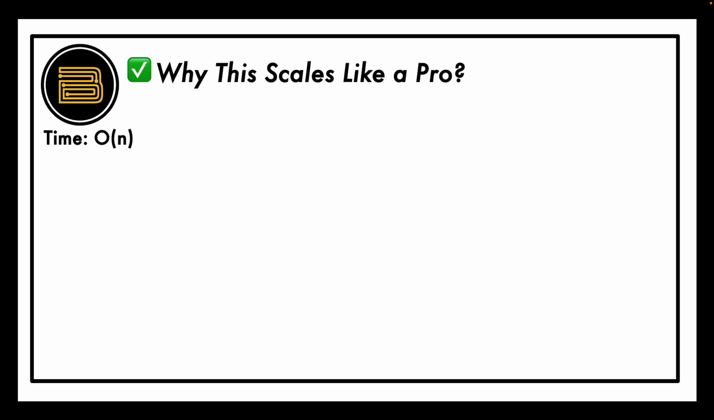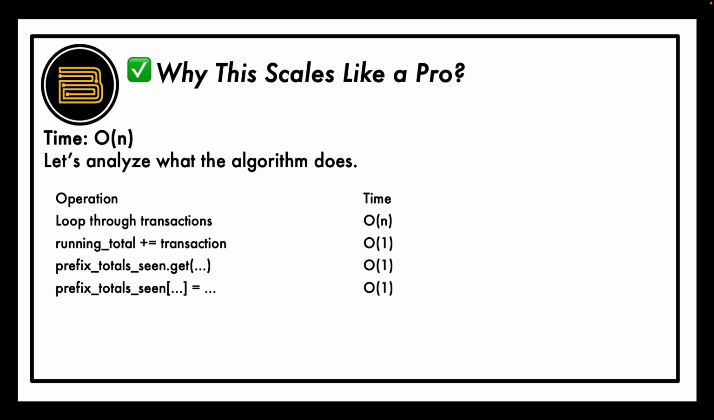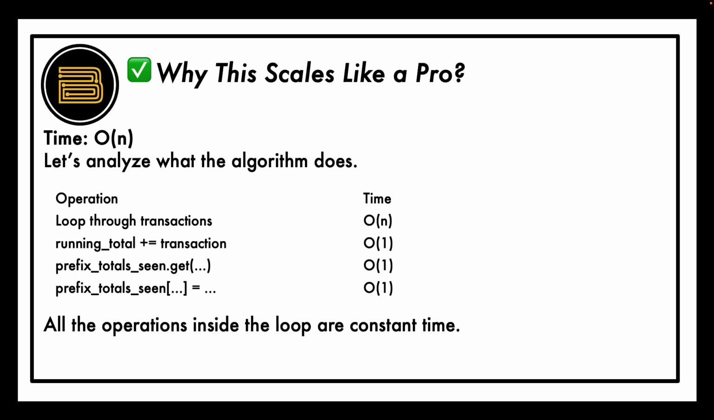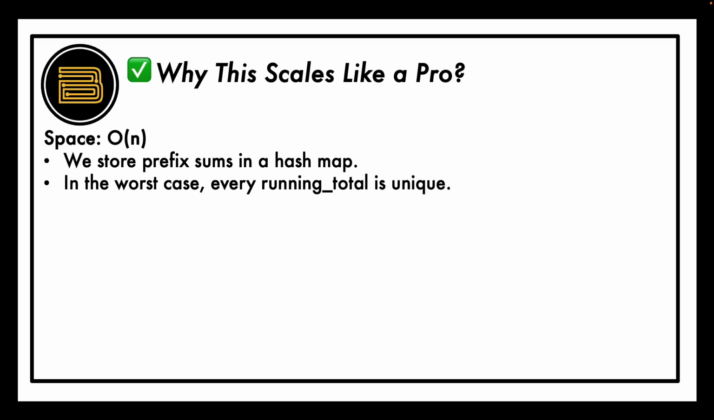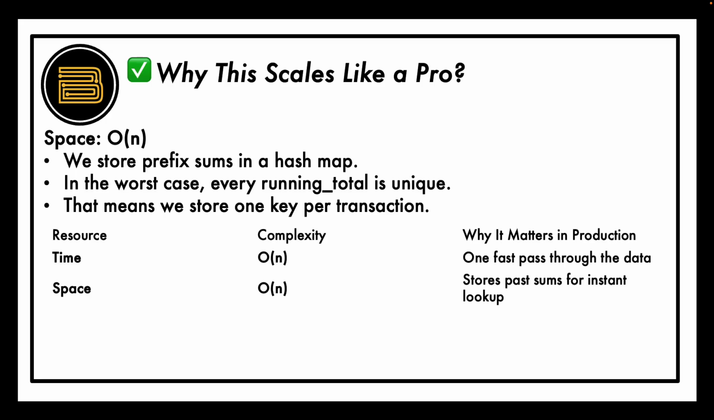Now let's analyze the algorithm. As you can see, all the operations inside of the loop, which is O(n), are of constant time. So this makes our algorithm O(n). It'll grow linearly as the input grows. Now in terms of space, we're also looking at O(n), because we store prefix sums in a hash map, and in the worst case, every running total is unique. That means we store 1 key per transaction. So once again, we're looking at O(n) in time and O(n) in space.